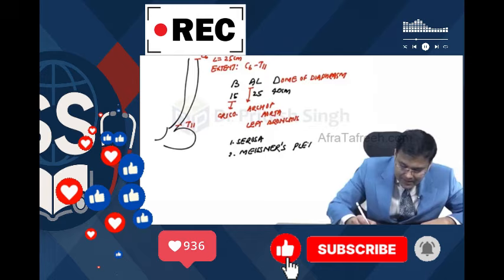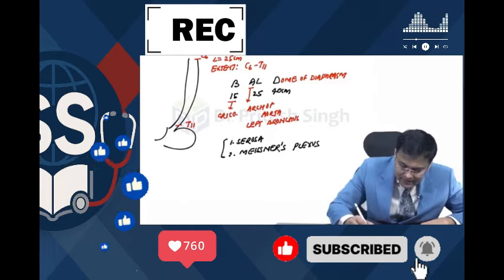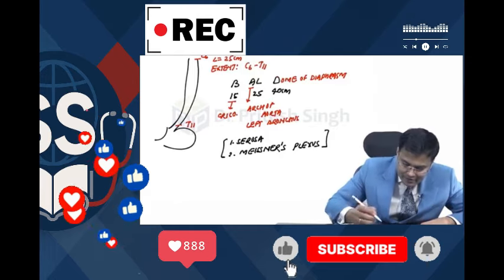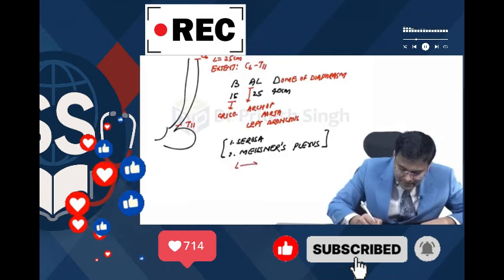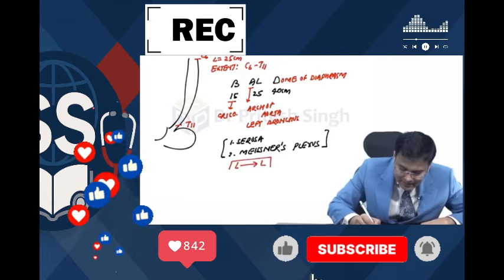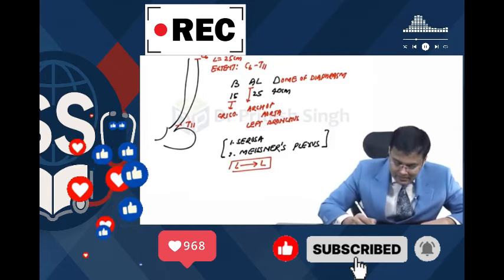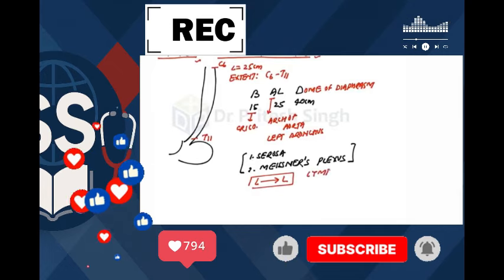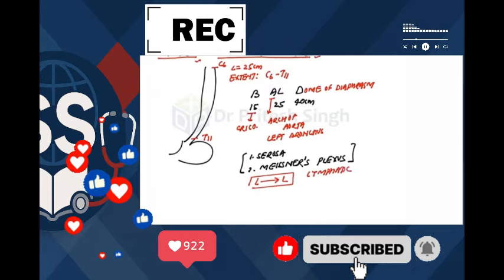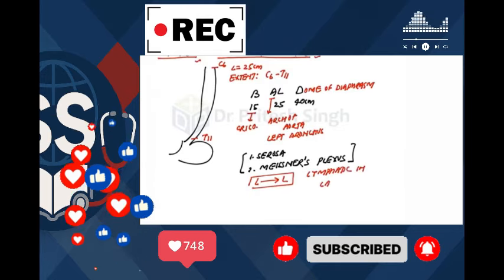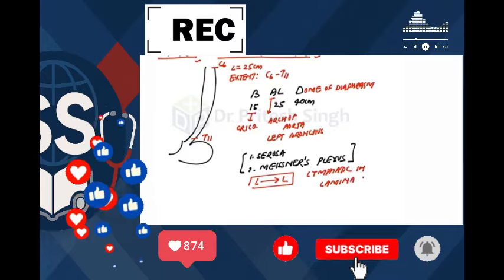Absence of Meissner's plexus. After that, another very important point, there is presence of L in L. L in L means lymphatics in lamina propria.